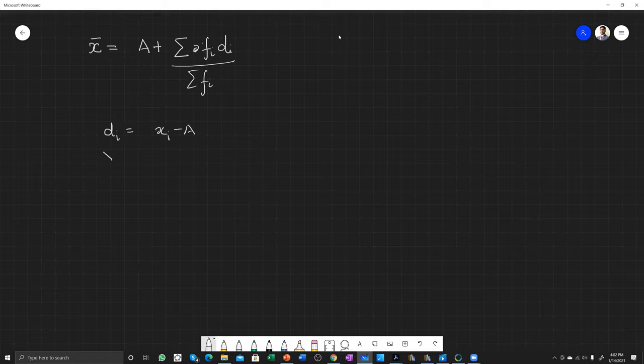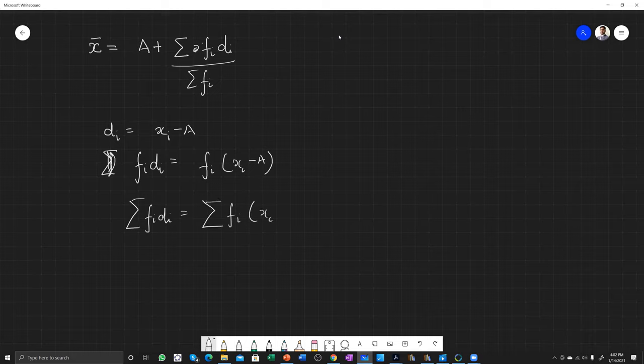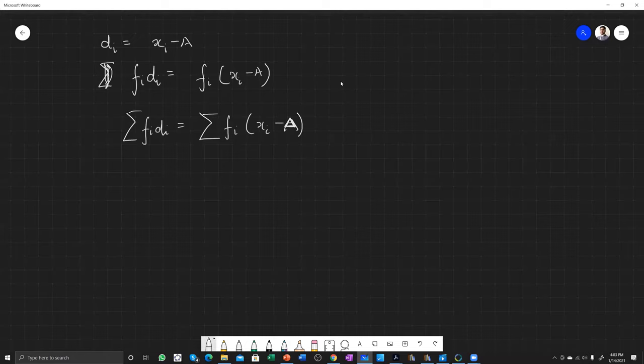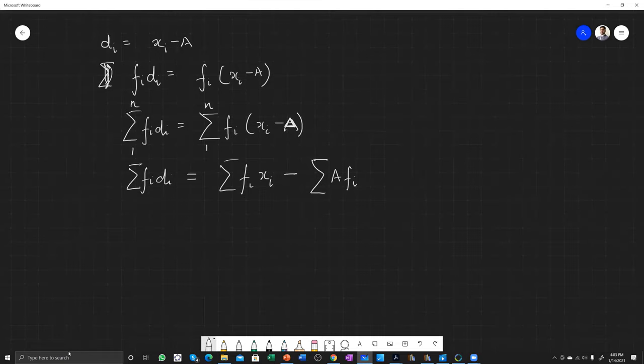Now, for that matter, FI DI will be how much? FI times XI minus A. Yes, right. Now, summation FI DI. If you add all of them, it will be summation FI into XI minus A. Isn't it simple? Both sides adding. I hope this is clear so far. I'm just not putting the limit, so it is assumed that it is going from 1 to n. So if you see this, this is summation FI DI, I'm just not writing the 1 to n part. This is summation FI XI minus summation A times FI. Okay. Is that okay?